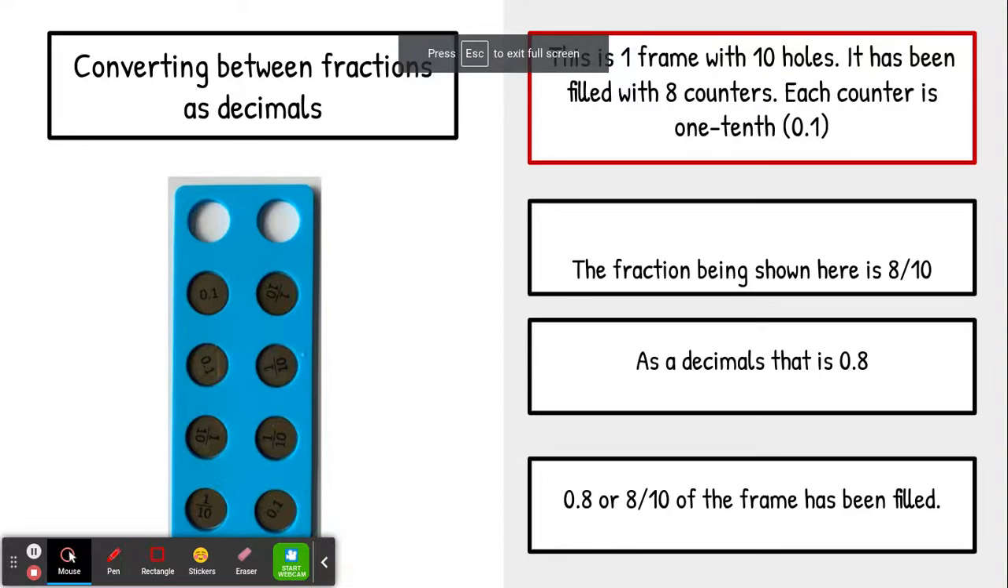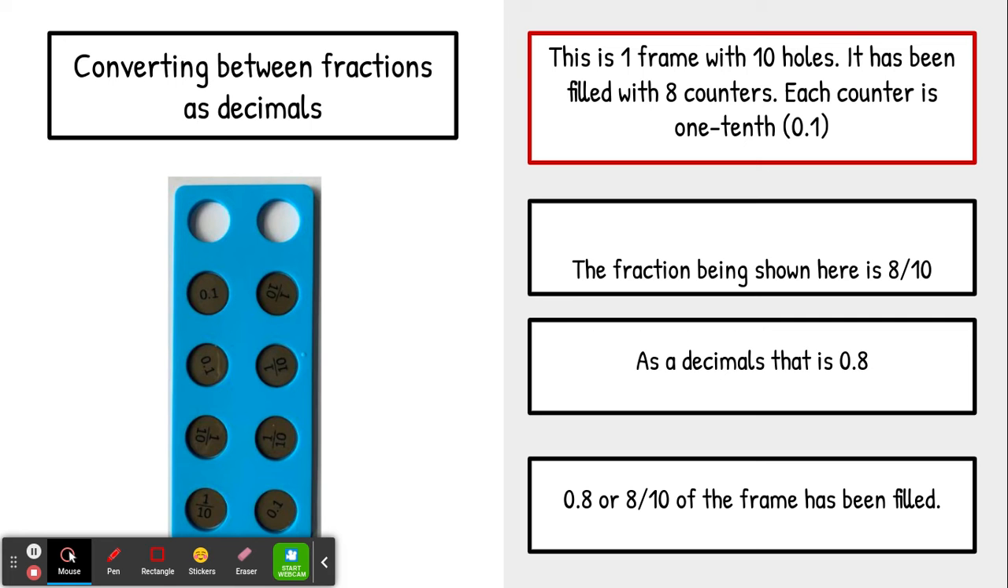So for your next activity, you're going to be converting between fractions and decimals. So here are a few examples that might help you with yours. So have a look at the frame in the picture. It is one frame that has 10 holes and it's been filled with 8 counters.